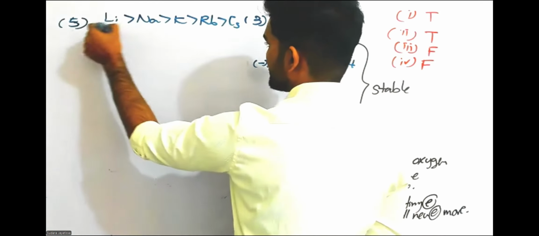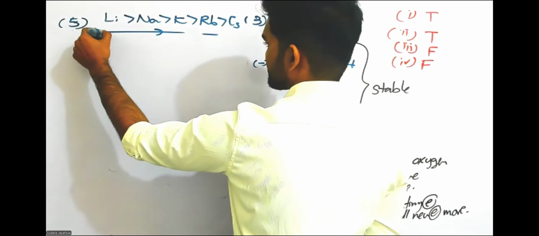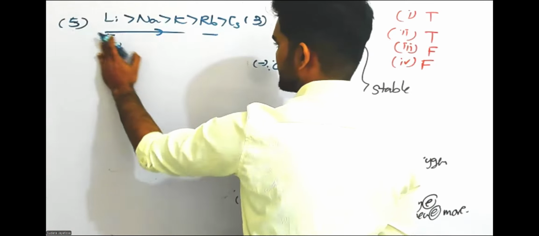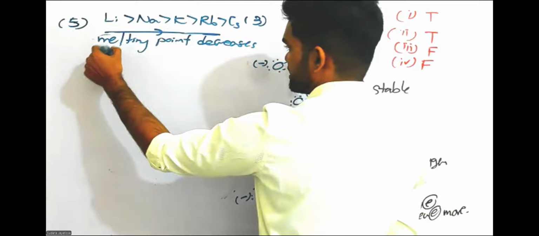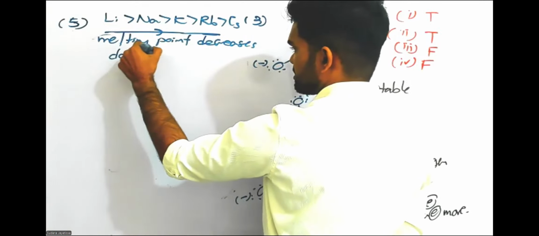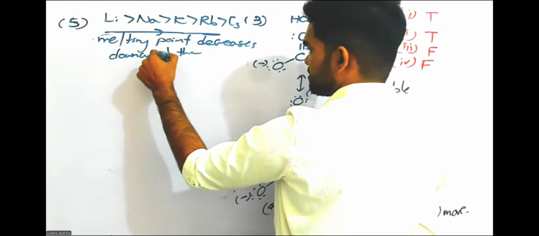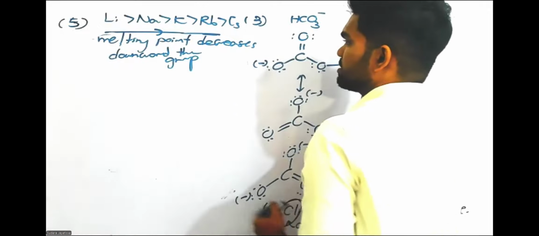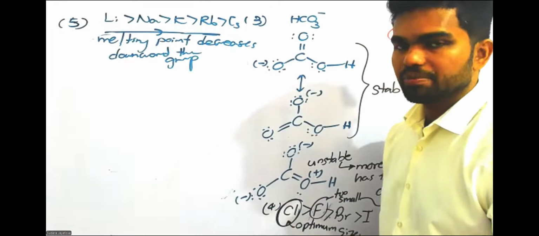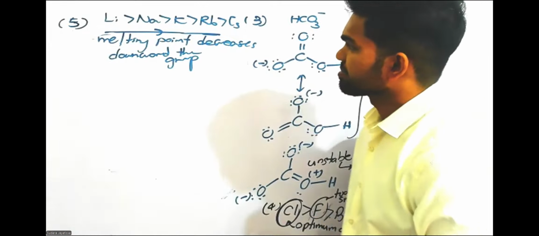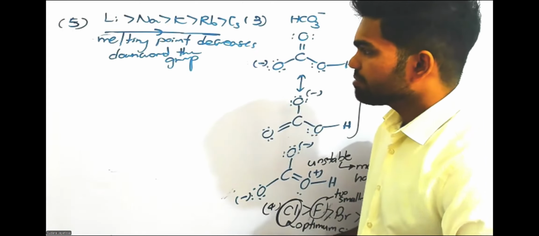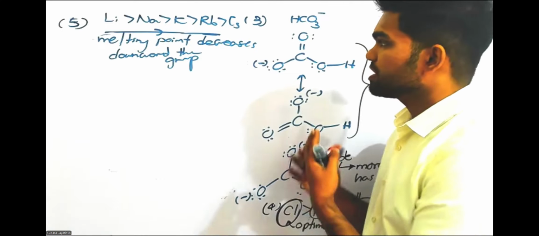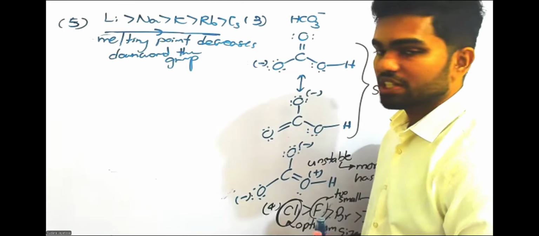Melting point decreases. You can say melting point decreases downward the group. So why is it happening like that? Because the melting point of metals depends on the strength of the metallic lattice. So metallic bonds become weaker for these 5 elements downward the group.